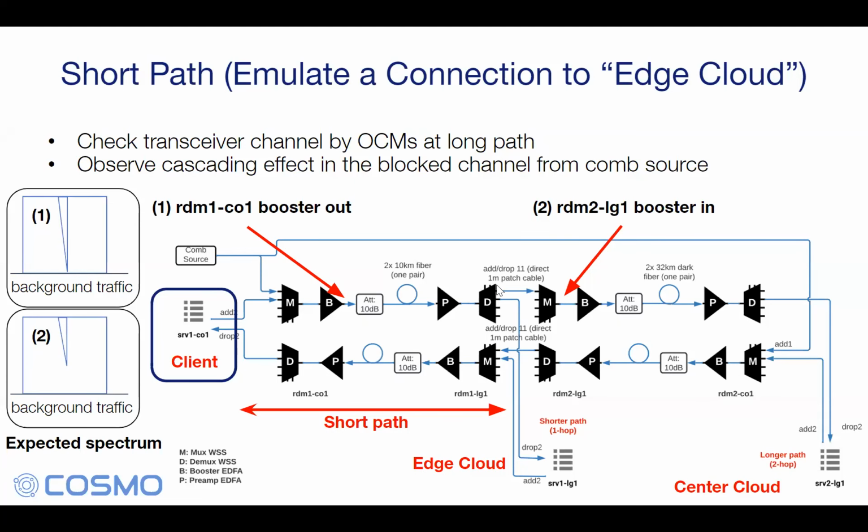So going back to our slide, after the signal goes through the fiber line, there's another preamp which adds additional ASE noise to the blocked channel. If we do another measurement at the ROADM 2 line 1 booster in, we will see that the blocked channel will have much more power than the noise floor, because the preamp will add ASE noise to that blocked channel.